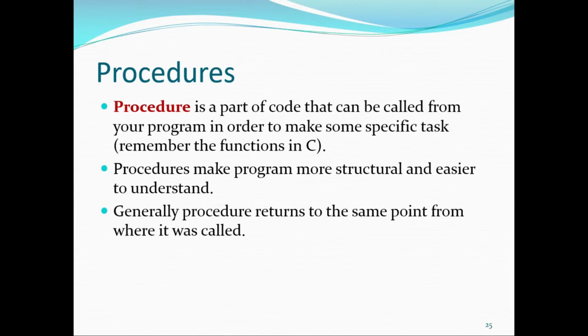Why? Because we have to write them only once and we can use their functionality multiple times just by calling that procedure. Generally, a procedure returns to the same point from where it was called. So when a procedure call occurs in code, the instruction pointer saves its current value and jumps to the procedure. After the execution of the procedure, the instruction pointer moves back to the stored value.